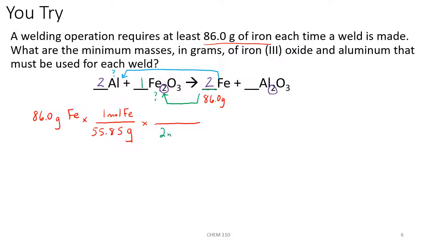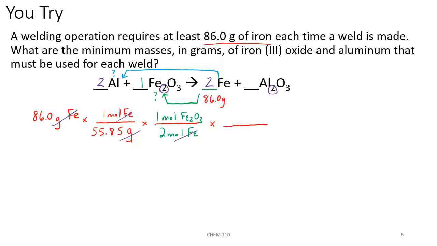Our 2 moles of iron are going to need to go into the denominator, so it'll cancel, and our 1 mole of iron 3 oxide will go into the numerator. We can see that our grams of iron are going to cancel. Now our moles of iron will cancel. We are in moles of iron 3 oxide at the moment.